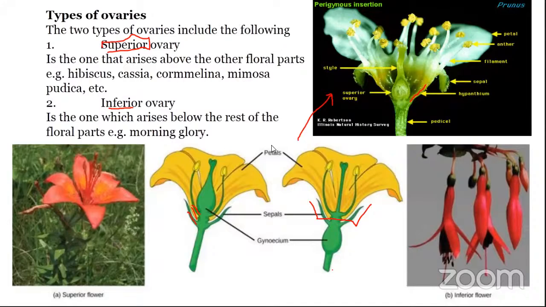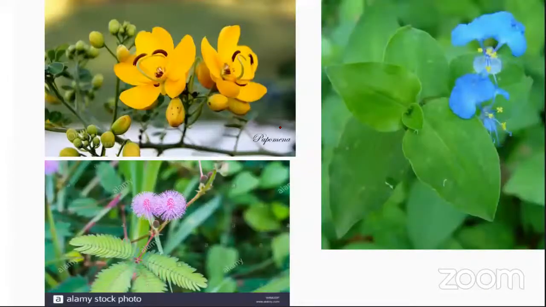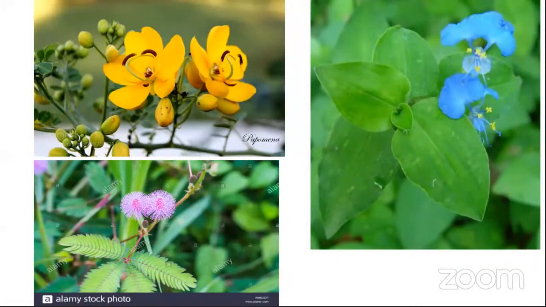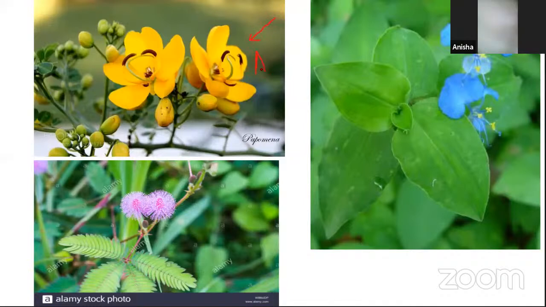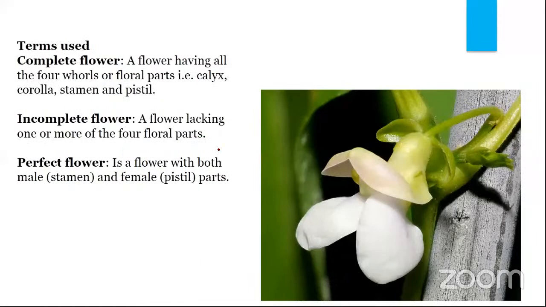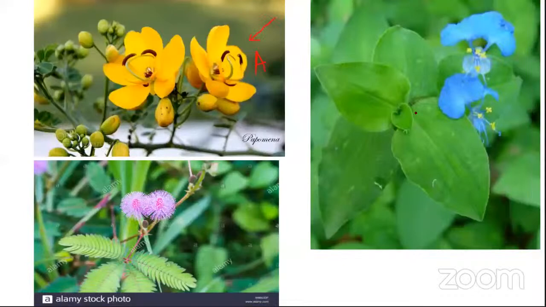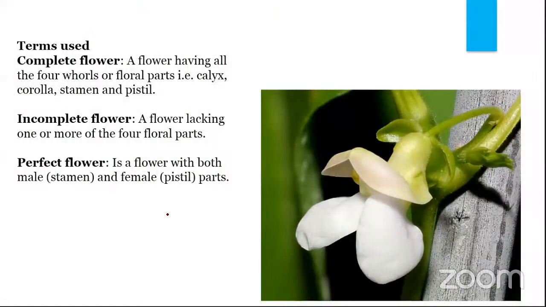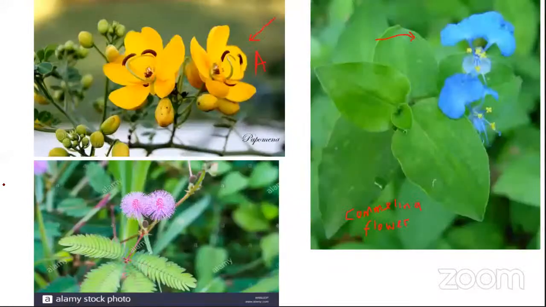Going forward, after looking at the types of ovaries, we can now look at some of these flowers. This flower is for the cassia plant here in picture A. That's the cassia flower. Now, this flower is for the commelina. Commelina flower. And then this is from Mimosa pudica. Mimosa pudica flower.